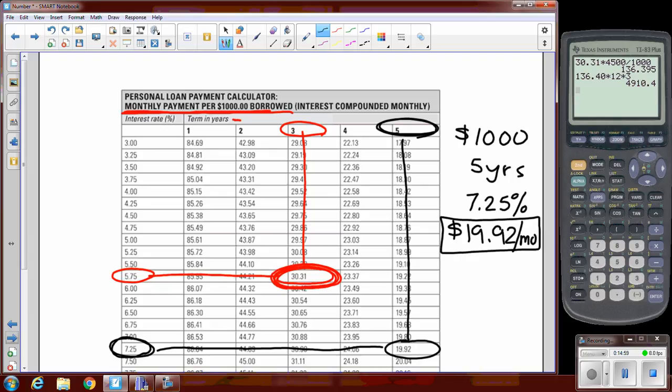Okay, if I borrowed $2,000, I'd have to times this number by 2. $3,000, times this number by 3. So this table we're going to be using a lot for the assignment that follows this lesson.